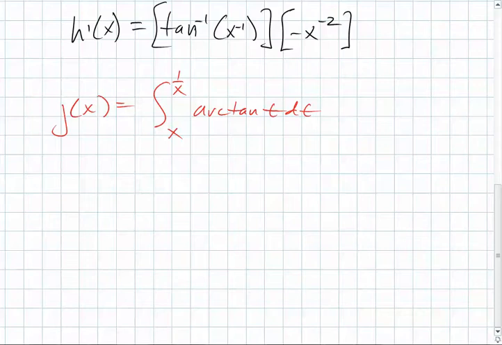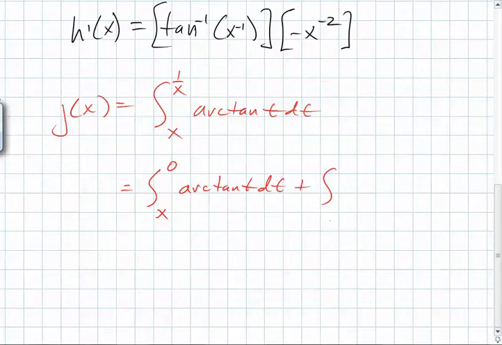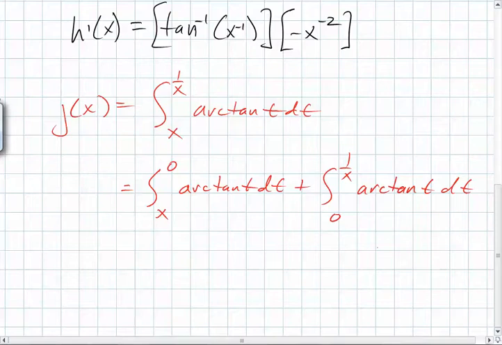Split it, yeah. This is equal to the integral from x to, and you can pick any constant you want. So what constant do you pick? 0. Pick 0 of arctan t dt plus the integral from 0 to 1 over x of arctan t dt. And then which one do you have to flip? Yeah, so then you just take this one and flip it and make it negative. And now can you apply the fundamental theorem of calculus to both of these? Yes, you absolutely can. Absolutely.